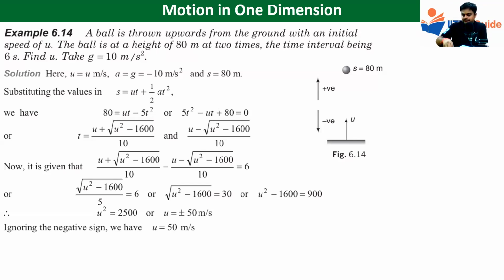Why positive and negative? This is a sign convention. So if we are taking everything in the upper direction as positive, then initial velocity will be plus u, acceleration will be minus 10, and s will be plus 80. That we have to take initially only. Does it make sense? So now we can write s equals ut plus half at square, or v square equals u square plus 2as.